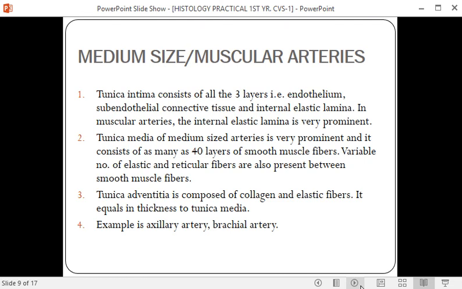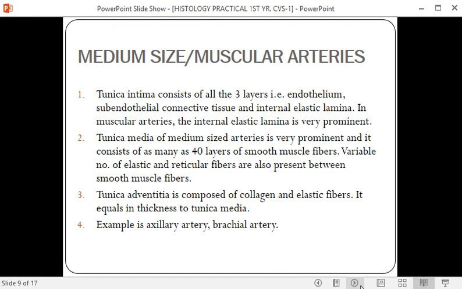Now we'll discuss the medium-sized arteries, which are also called muscular arteries. Tunica intima consists of all the 3 layers, that is endothelium, subendothelial connective tissue and internal elastic lamina. In muscular arteries, the internal elastic lamina and external elastic lamina both are very prominent. Tunica media of medium-sized arteries contains as many as 40 layers of smooth muscle fibers. A variable amount of elastic and reticular fibers may also be present between the smooth muscle fibers.